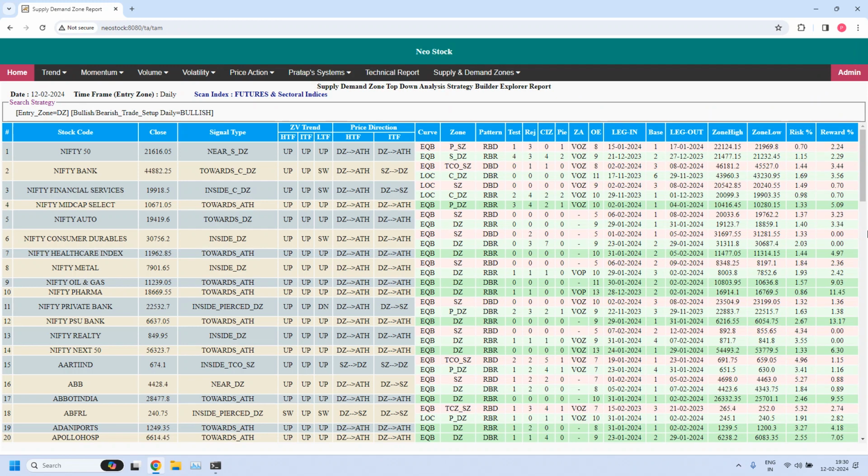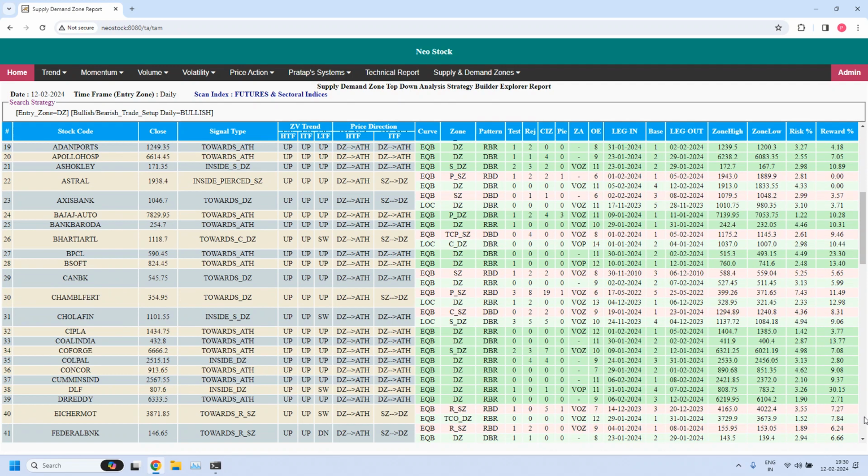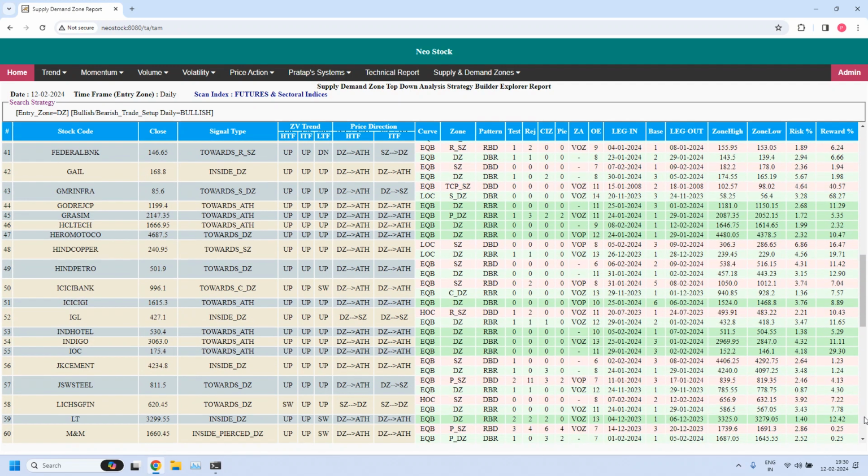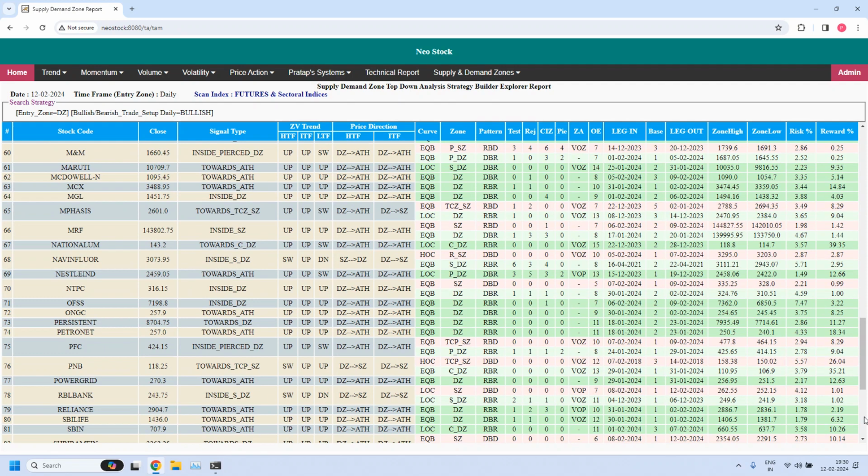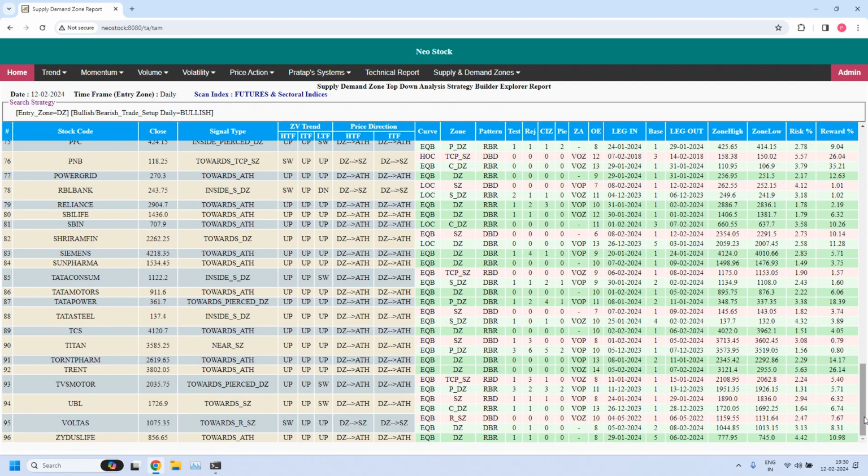Now all these stocks are supporting bullish trade setup. Because Nifty is near all-time high, many stocks are getting listed. But I will keep on scrolling this list. I will be giving you only a few seconds. If you want to study any particular stock in this list or in this report, please pause the video, study all the parameters, and then you can continue with the video. So total 96 stocks are filtered.